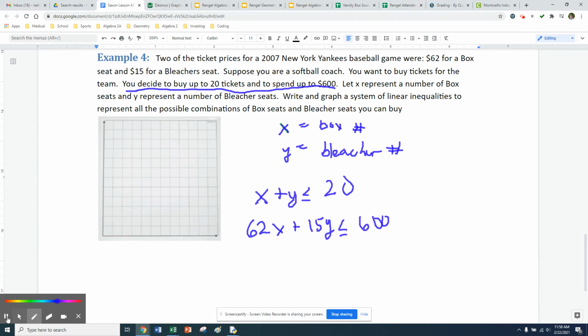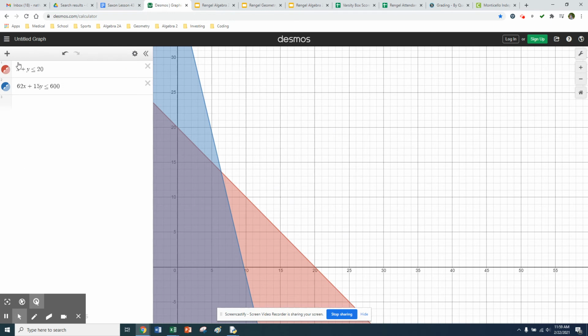So we're going to head to Desmos, and we'll take a look at the overlapping region for this example. So we put both of those in. We can see our first limitation, we have to buy less than or equal to 20 tickets. And then our second limitation, we only have $600 to spend. So the red is all the combinations of bleacher and box seats that are less than or equal to 20. So like we could buy 10 of each, which would be this point right here. You could buy 20 of the one and 0 of the other, so on and so forth. And then the blue is our budget.